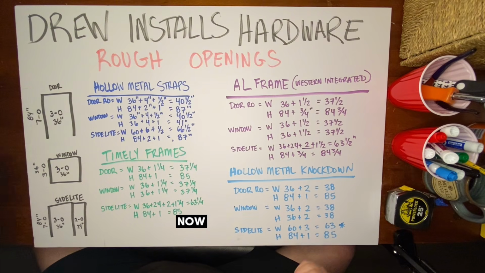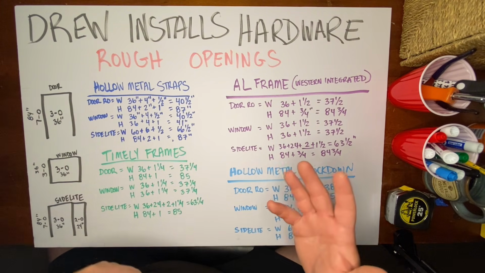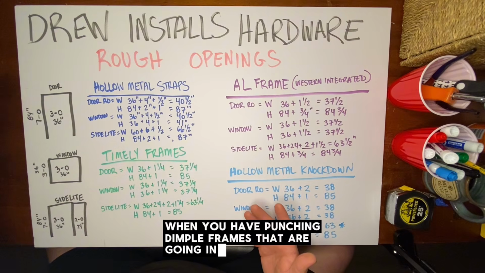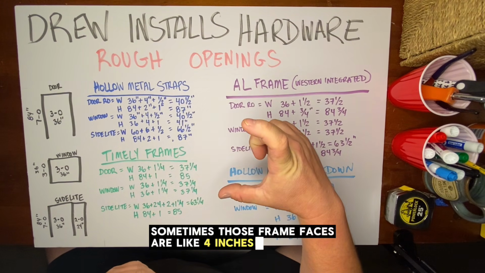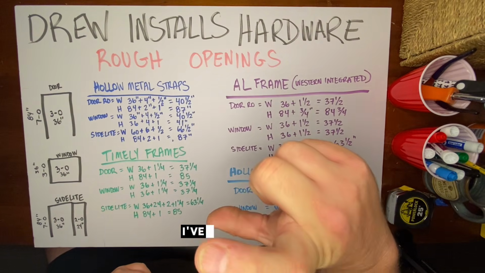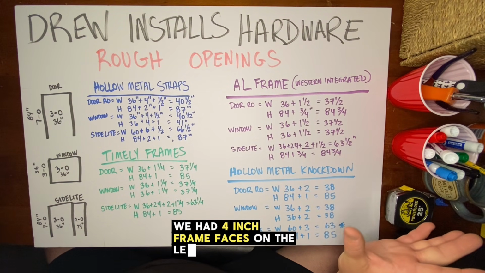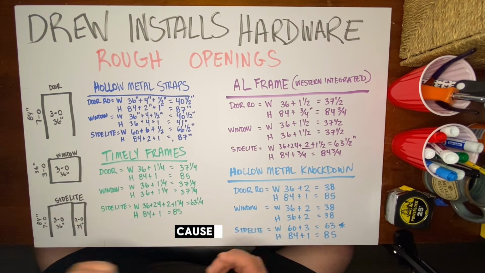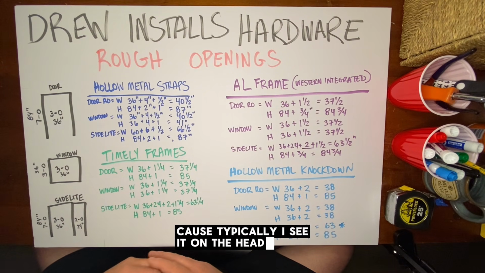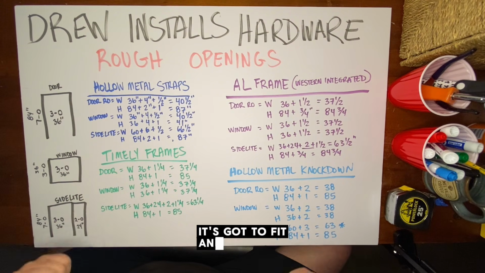Now, we covered most of this using like a 2-inch frame face. When you have punch and dimple frames that are going in block walls, sometimes those frame faces are like 4 inches. I've had 4 inches on the heads. I had a recent project where we had 4-inch frame faces on the legs for some reason. I don't really understand why, because typically I see it on the head. But anyway, the principle is it's got to fit and be solid.